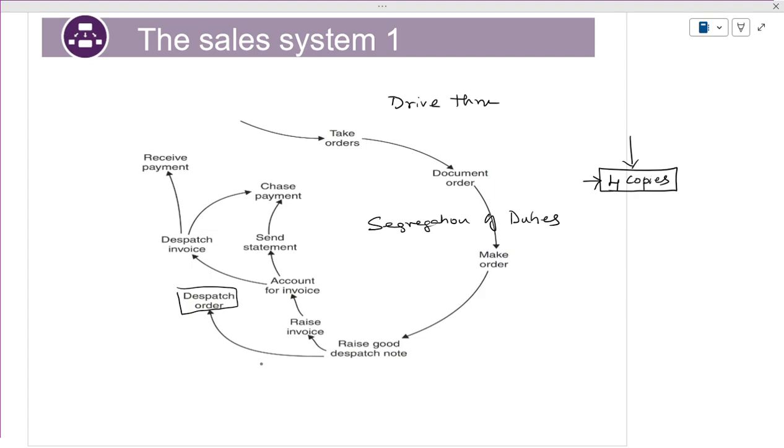Once you have to send the statement to the client, when you are sending the statement, definitely you have to follow up the payments also. If you are going to say that I am giving 90 days, the moment 90 days are over, the amount should be in your account. Chase the payments. Once you have received the payment, well and good. If you are not receiving the payment, then you have to chase the payment.